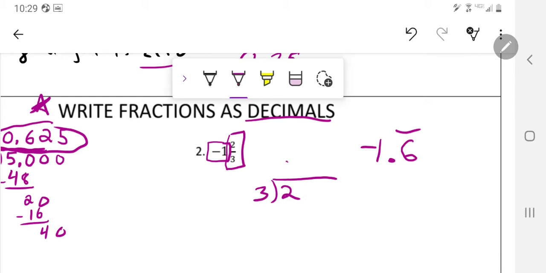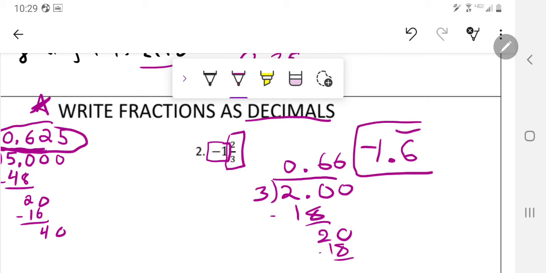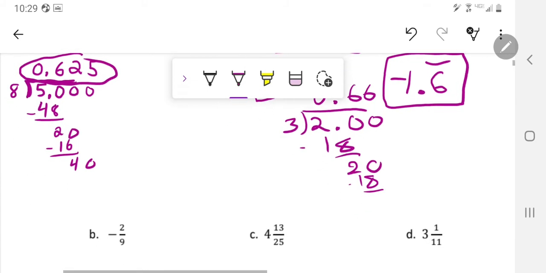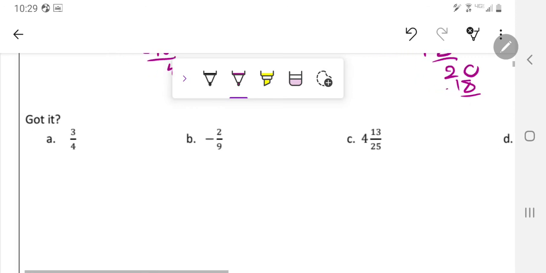So 3 goes into 2, can't. So now we need to add our decimal and add our 0. 3 goes into 20 6 times. 6 times 3, 18, minus gets you 2, bring down, oh no, we got another 20, goes in 6 times, 18. Okay, we see that that is going to keep going and repeat. So we know that what I said originally is true. And so our answer is -1.6 repeating.